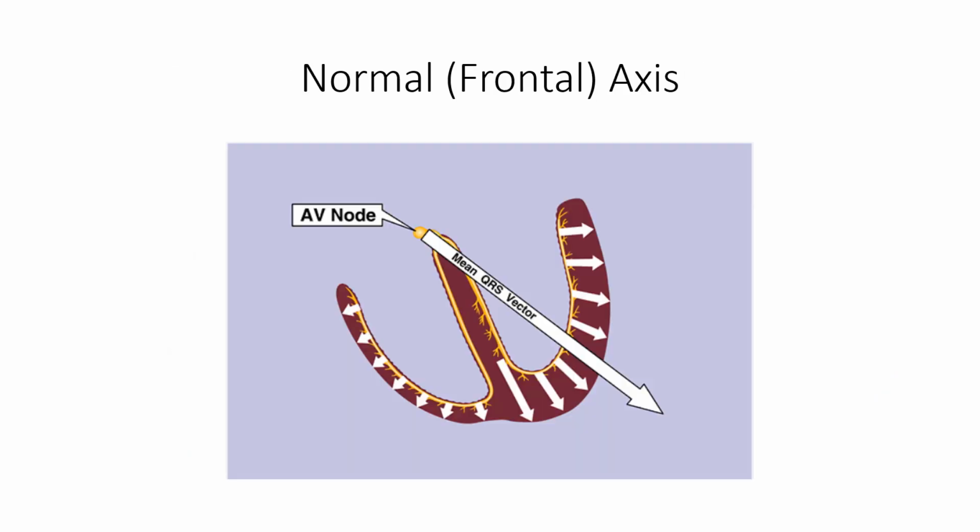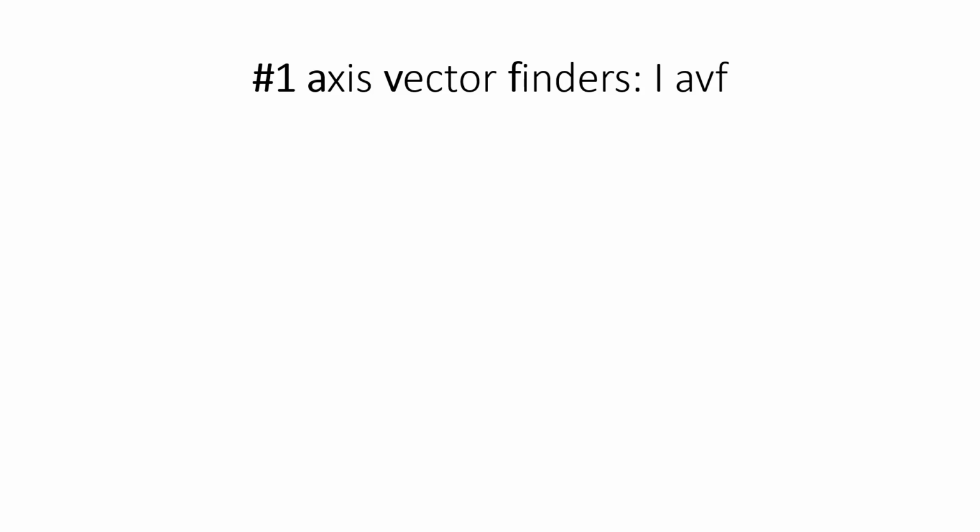A normal frontal axis then is going to look something like this, a vector arrow pointing into that left lower quadrant, were we to put a 4-square grid superimposed on this picture. To use an EKG to assess a heart's electrical axis, we need to find two leads that will assess the heart in a way that is parallel with the heart's normal electrical axis.